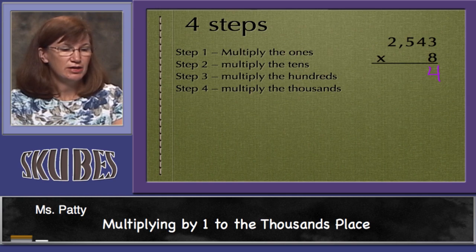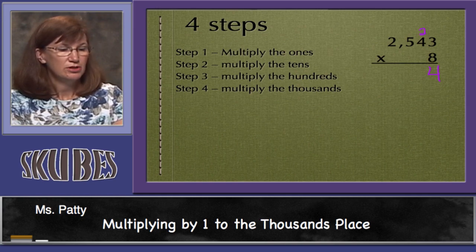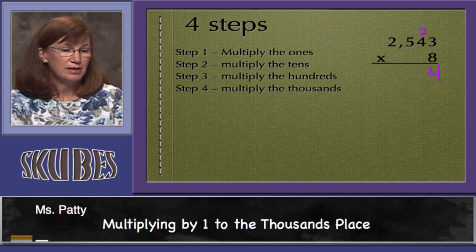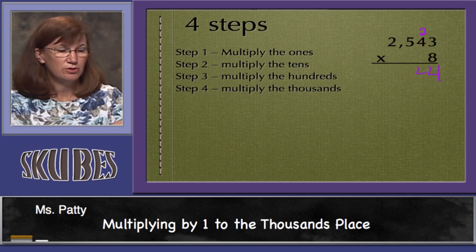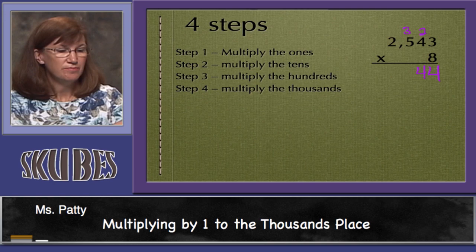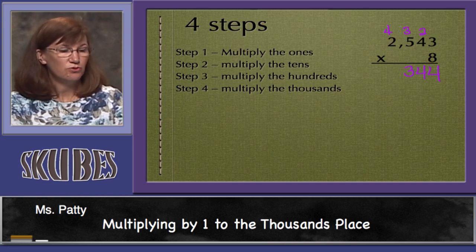Make sure you keep your numbers in their columns. And I need to carry a 2 to the tens house. I'm going to add that after we multiply. 8 times 4 is 32, plus the 2 that we carried is 34. I'm going to carry my 30 to the hundreds house. 8 times 5 is 40, plus 3 is 43. Put down my 3 and carry my 4. 8 times 2 is 16, plus 4 is 20.